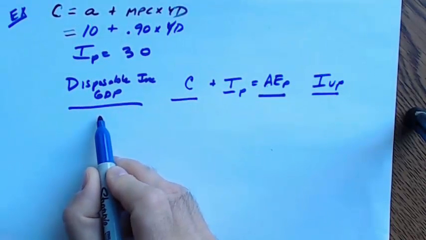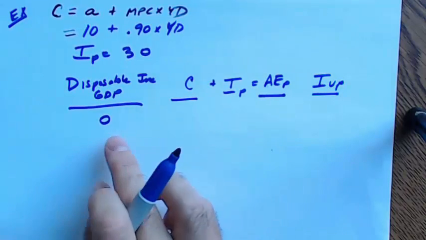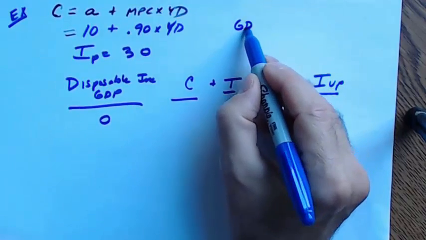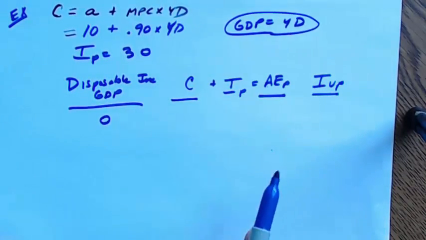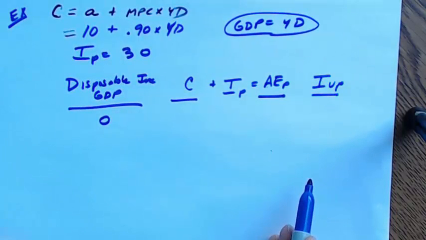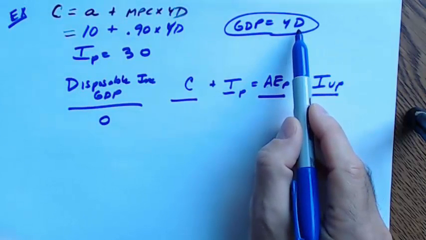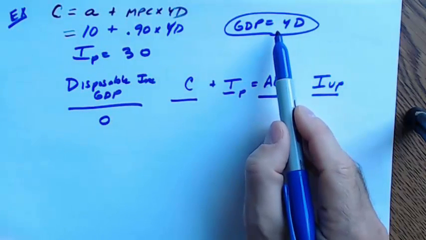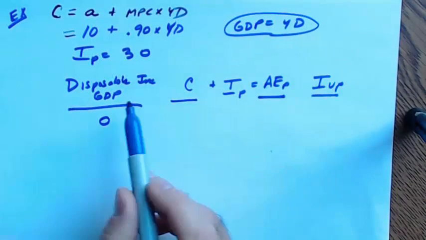To start off, let's start off with GDP of 0. In other words, disposable income. Remember, in this model, GDP equals disposable income, because there's no government involved. There's no taxes to draw away from your income. So your income that's at your disposal is equal to GDP. So whatever you produce, you make an income, and the government doesn't take any of it.